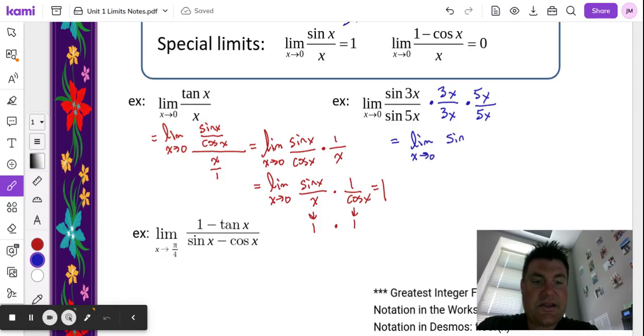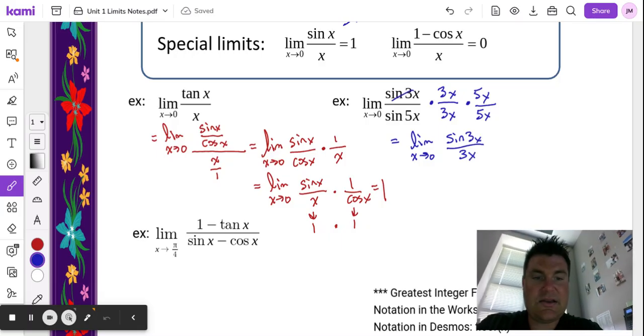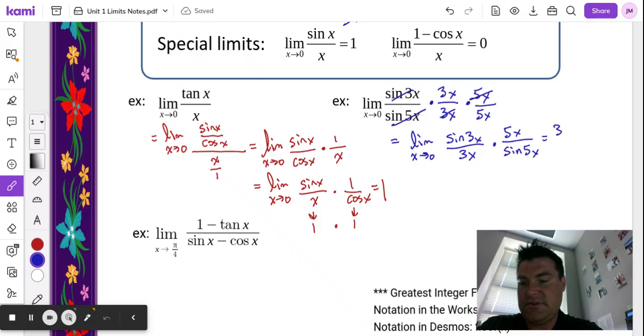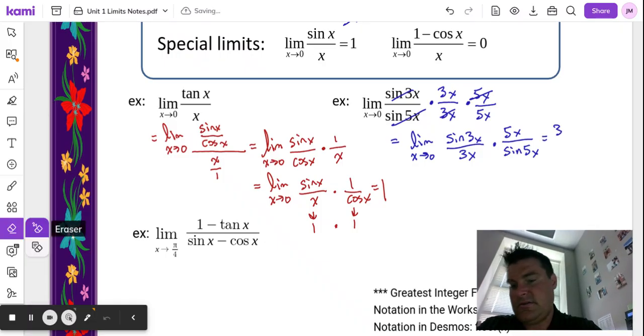So I'm going to end up getting sine of 3x over 3x, times 5x over sine of 5x. So I get that, and I'm left with not equals. It should be a times sign. It's an oopsie.